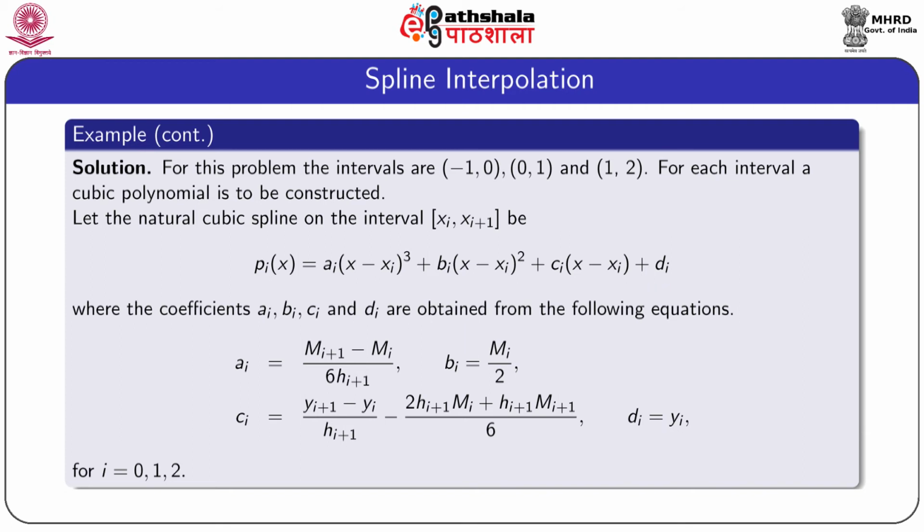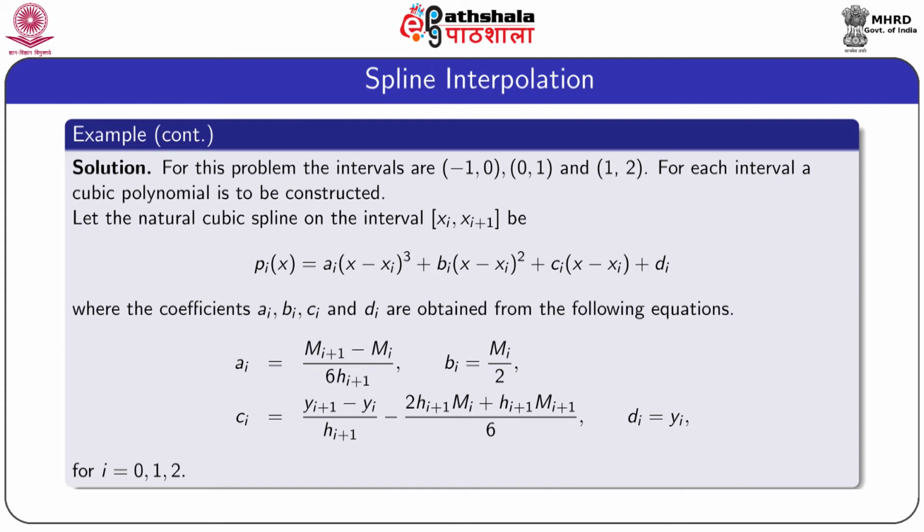The values of ai, bi, ci and di are given by the following equations: ai equals (m i plus 1 minus m i) divided by 6 h i plus 1, bi equals m i by 2, ci equals (y i plus 1 minus y i) divided by h i plus 1 minus (2 h i plus 1 times m i plus h i plus 1 times m i plus 1) divided by 6.